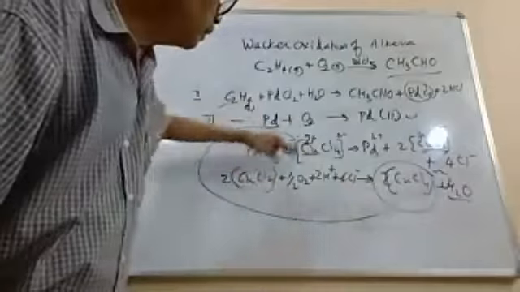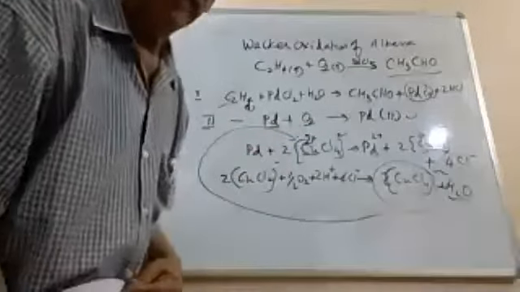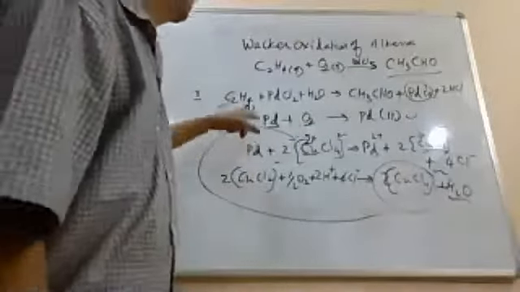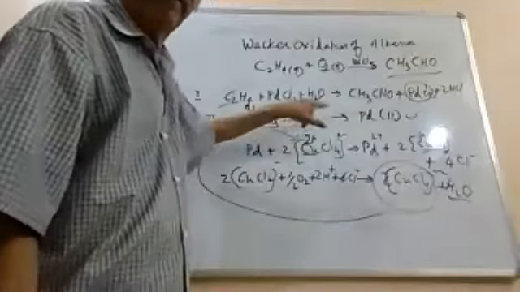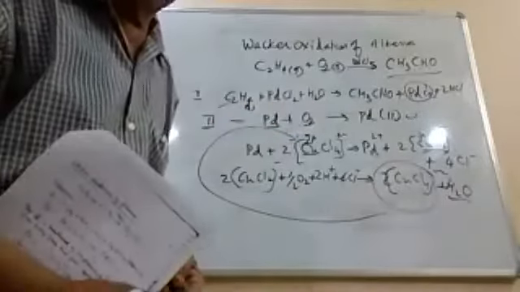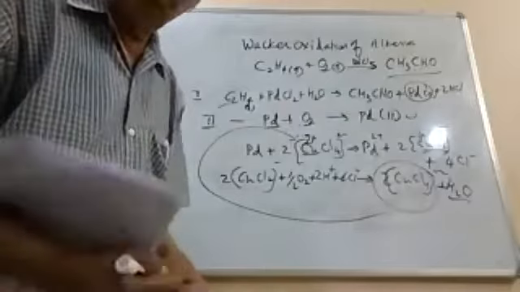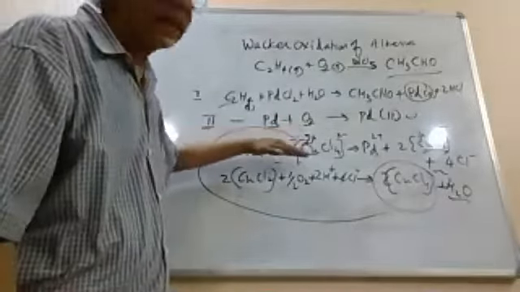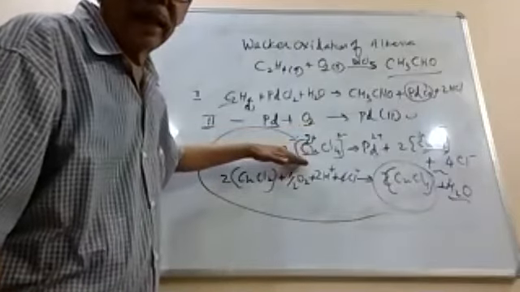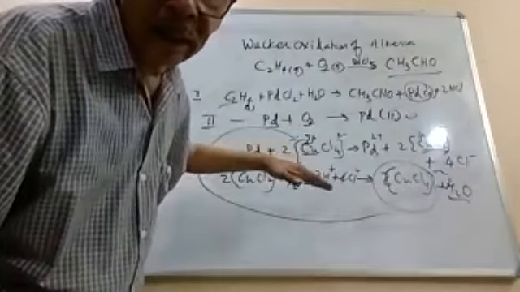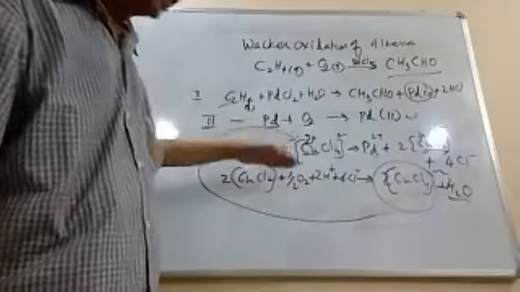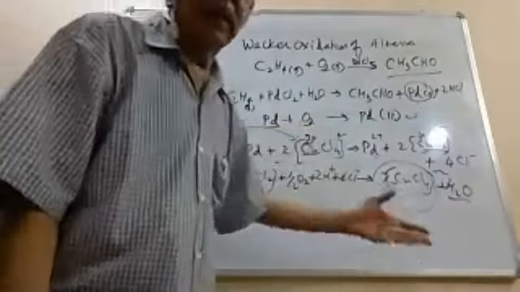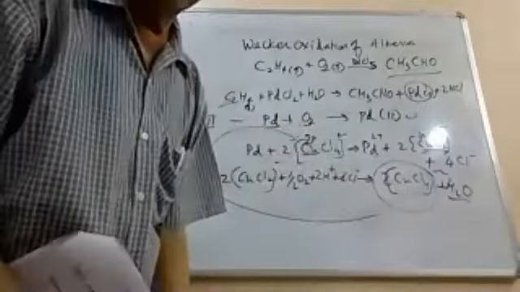So these two processes are infinitely faster than the simple oxidation of palladium with oxygen to make palladium 2 plus. Although, of course, it is possible, but using this complex enhances the rate of the process so nicely that it is industrially feasible to make acetaldehyde.